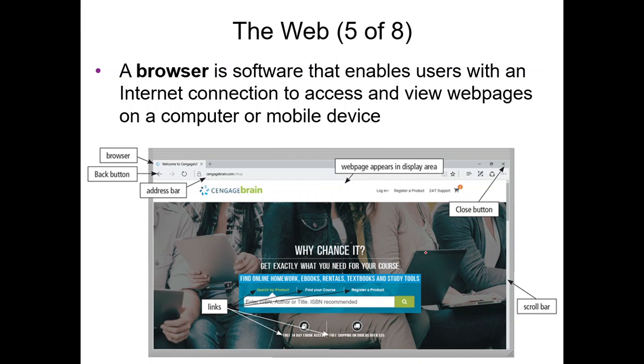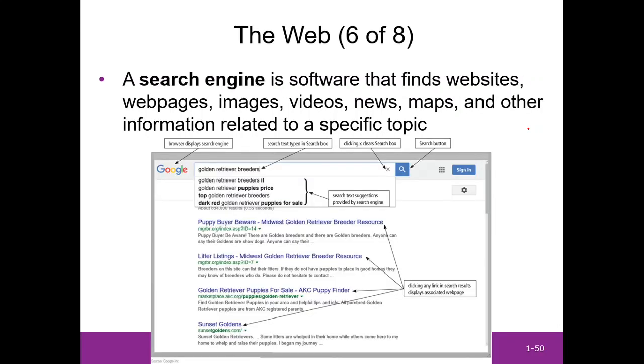Browser, you have many examples. You have Google Chrome, you have Apple Safari, you have Mozilla Firefox, you have Internet Explorer, you have Microsoft Edge. Okay, so these are all examples of browsers. They are available on your phone as well as on your computers. You can use them to view any web page.